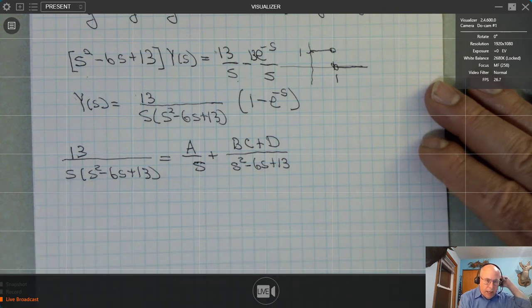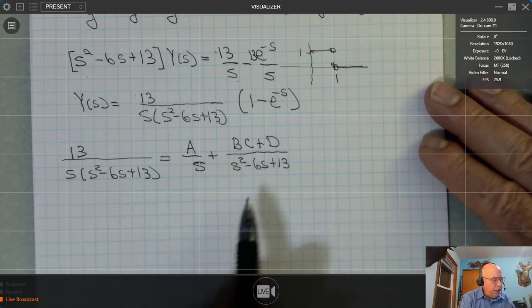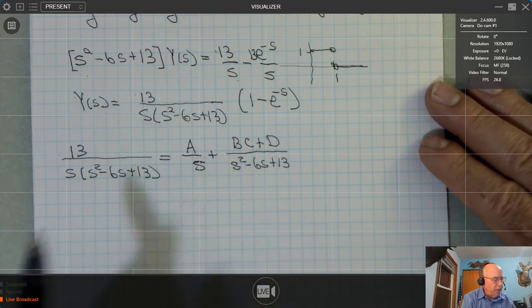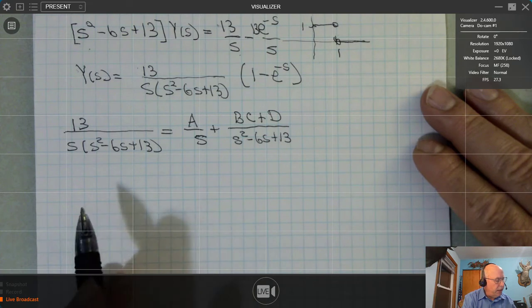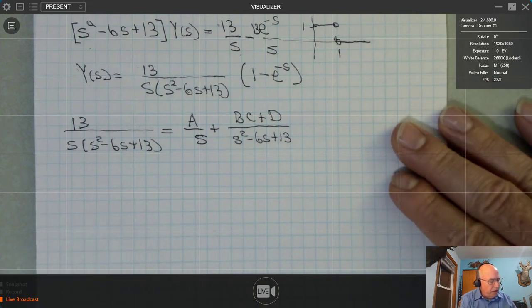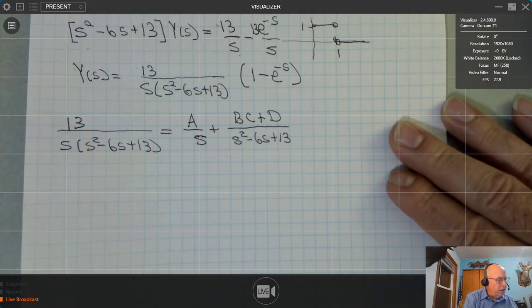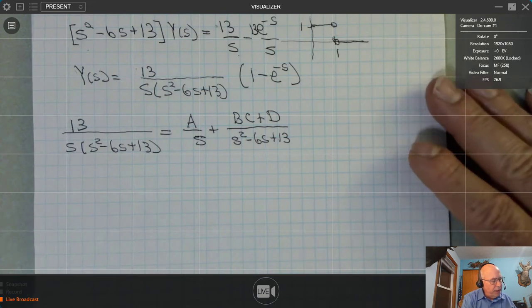The other reason I'd like to do it by partial fractions is that it's going to allow me to show you some tricks with partial fractions that perhaps you haven't seen, or at least you haven't seen in a while, so it's good to be reminded.